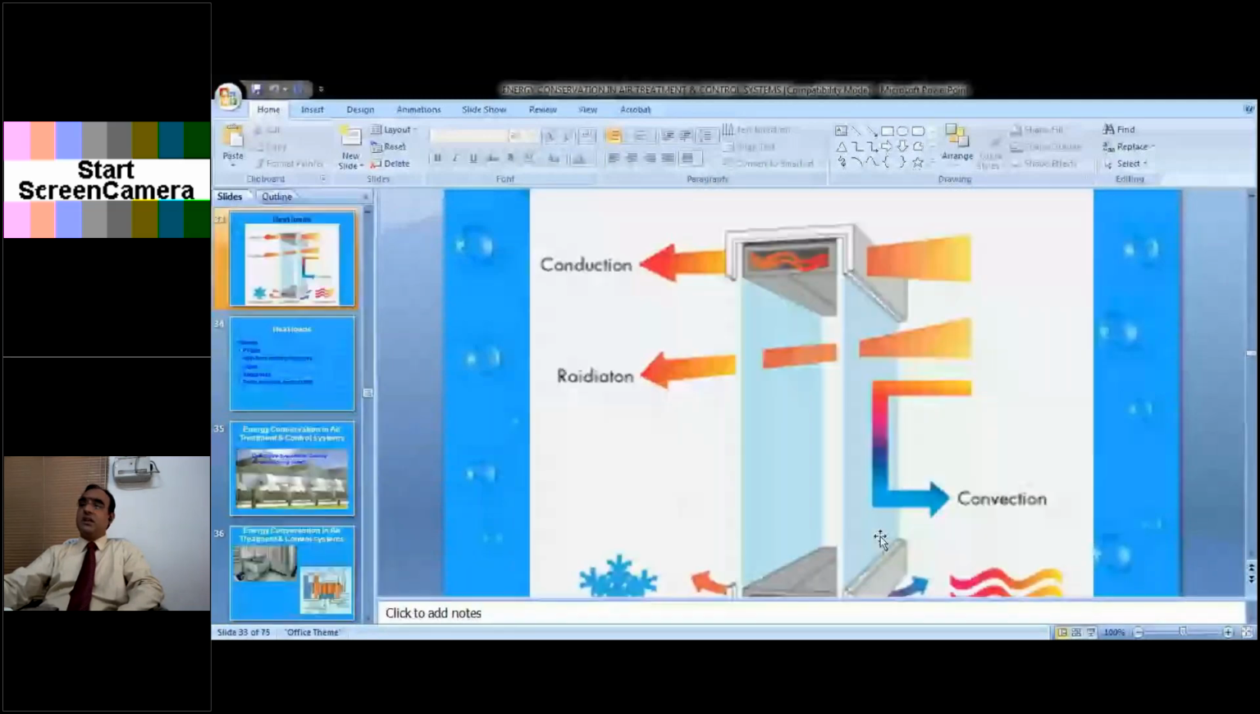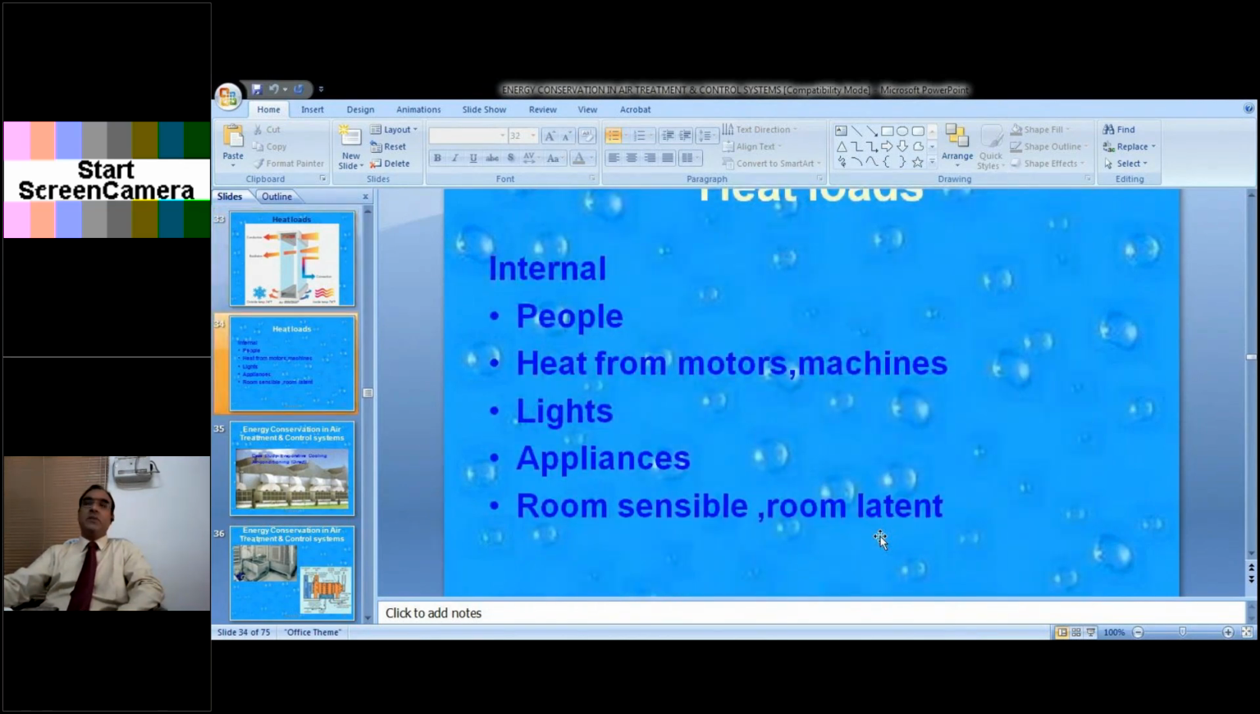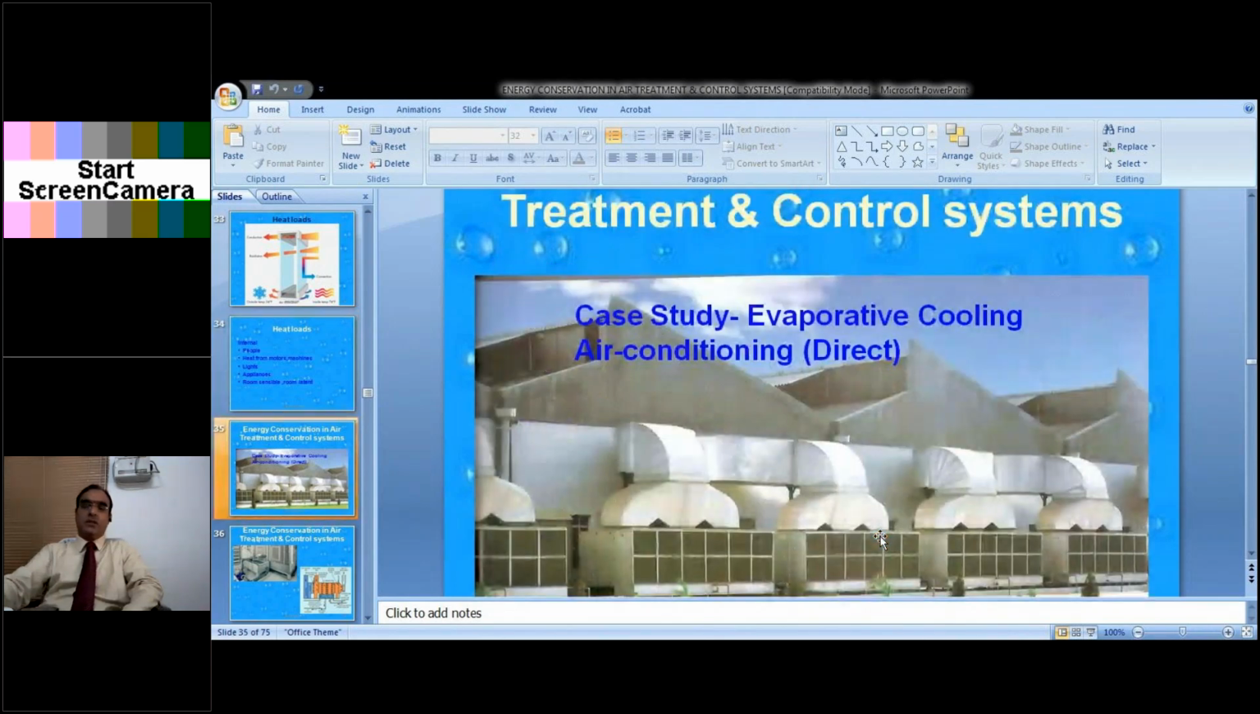So as I told you, heat transfer takes place through conduction, radiation, convection through the walls and windows. For each product, there will be a different coefficient of heat transfer. For brick, it will be different. For wood, it will be different. For glass, it will be different. Then the internal heat load, heat load from the people. People give out some heat, and heat from the motors and machines, lights, appliances, and there are room sensible heat and room latent heat. Latent heat means mostly it will be moisture.